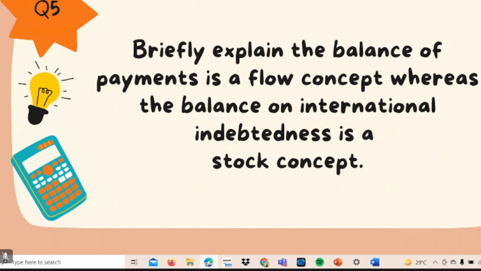Okay, thank you. So question number 5 is: the international investment position of a nation is measured by the balance of indebtedness. Briefly explain that the balance of payments is a flow concept, whereas the balance of international indebtedness is a stock concept. Next.